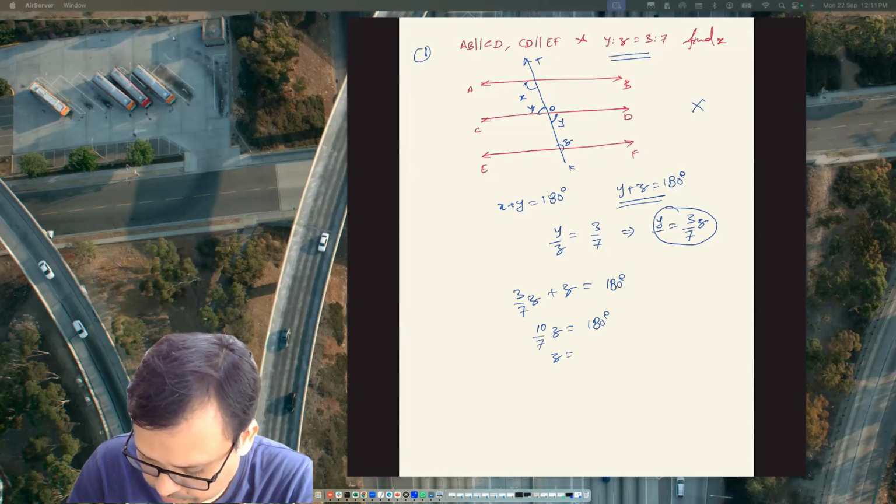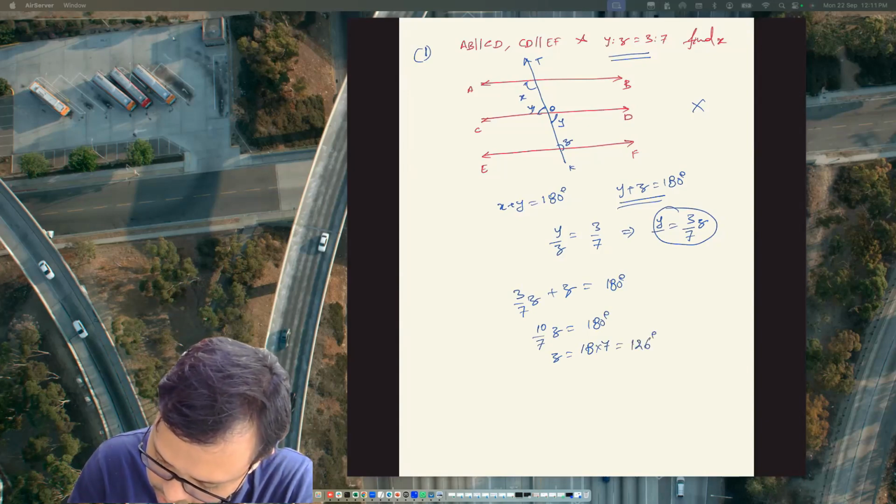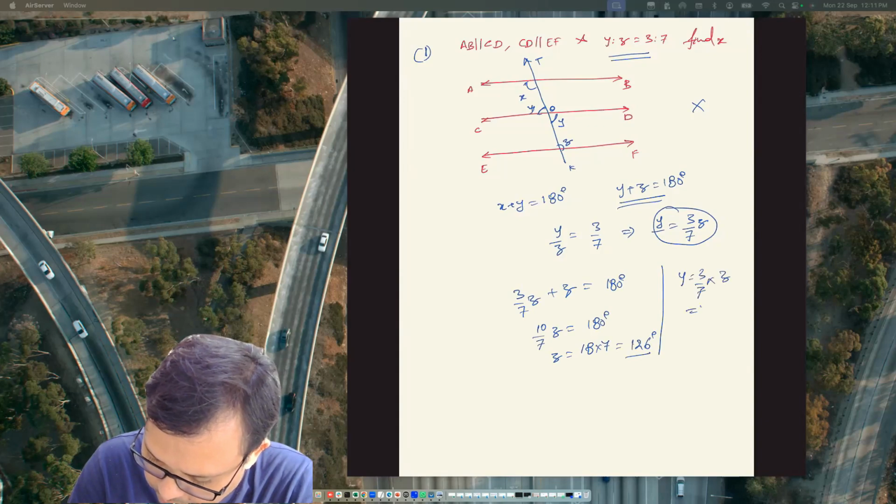That becomes 18 into 7, which is 126. Z is 126. What is y? We compute that y is equal to 3 by 7 of z. 3 by 7 of 126 comes to 18 into 3, which is nothing but 54 degrees.